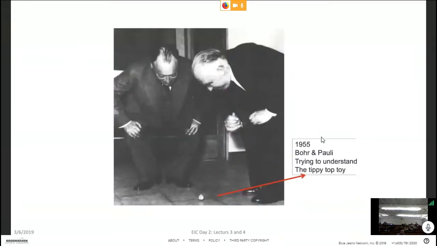In fact, you are not the first ones to be intrigued by this. This is a picture of Bohr and Pauli trying to understand the motion, the dynamics of the tippy-top toy, which quickly jumps over and rotates and turns 180 degrees while in motion to conserve orbital angular momentum.